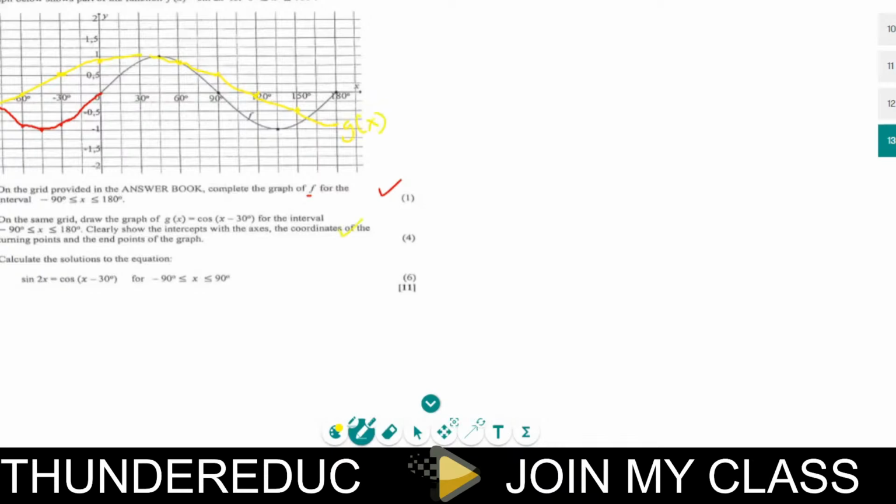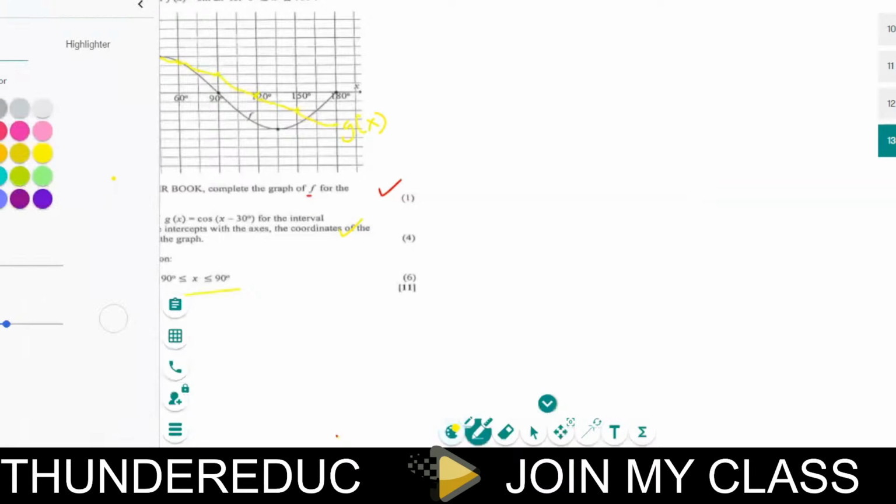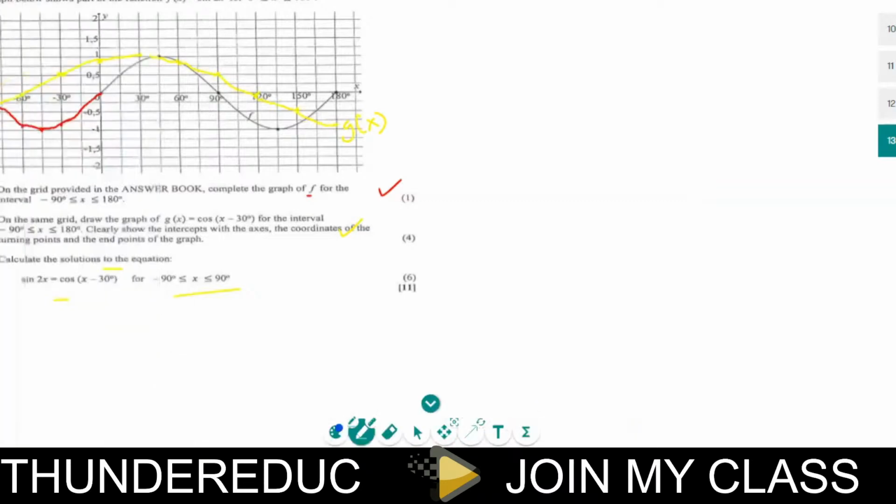Then they want us to calculate the solutions for this equation. To get the solutions for these equations, they're in other words asking us for the general solution. With the general solution, they go way deeper now because they want us to get the exact values between these intervals where this will be satisfied.